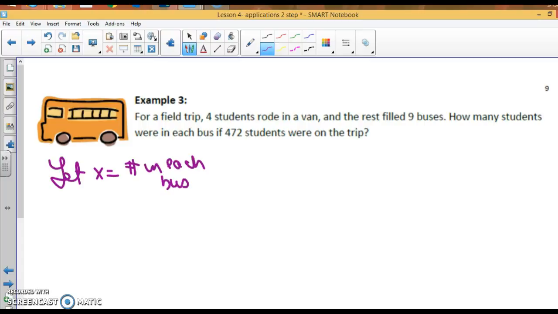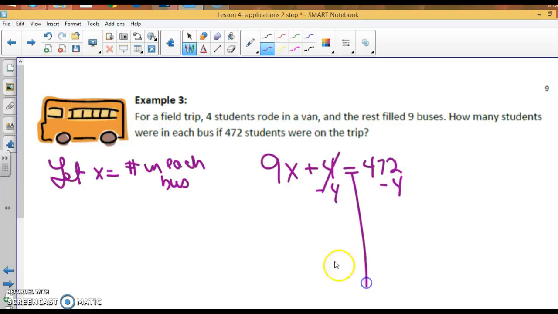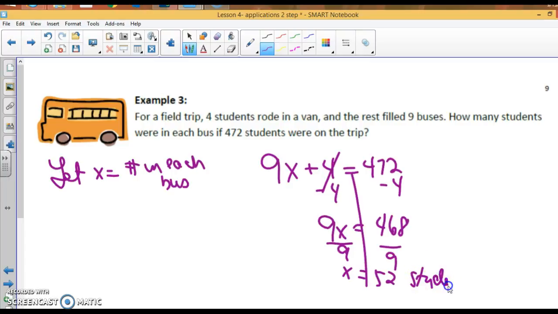So, there were 9 buses with x kids each, so that's 9 times x. Plus, there were 4 kids that rode in a van, and the total that went on the trip is 472. So, subtract 4 from both sides, and we get 9x is 468. Divide both sides by 9, and x is 52. So 52 students per bus.